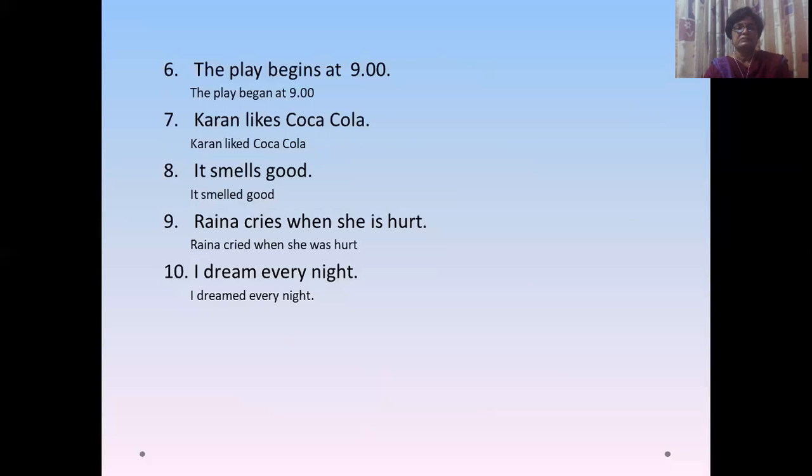Ninth sentence, Rena cries when she's hurt. Here the verb is cries. There are two verbs, cries and is. So, Rena cried when she was hurt. Now the last sentence is, I dream every night. Now here the verb is dream. So it will be, I dreamed every night.